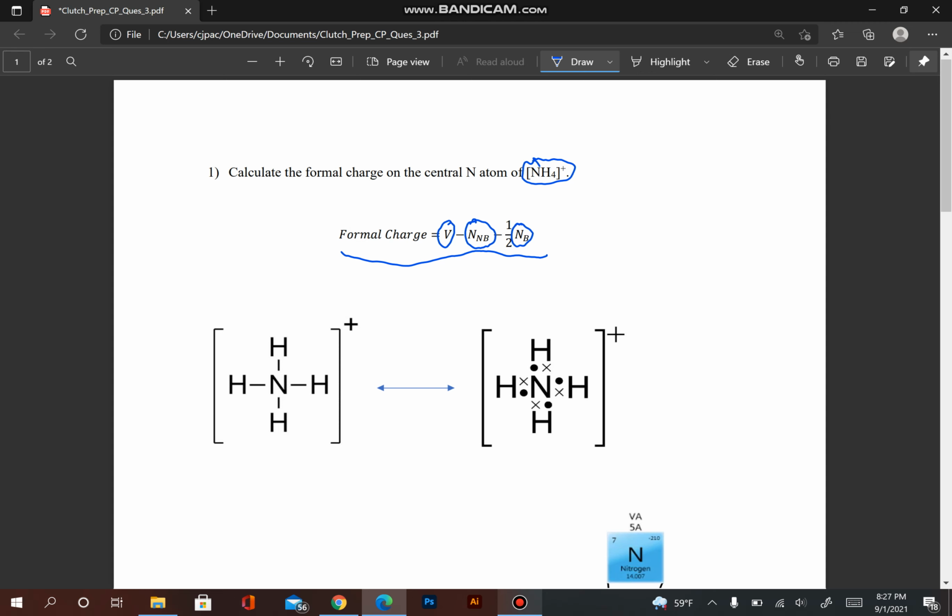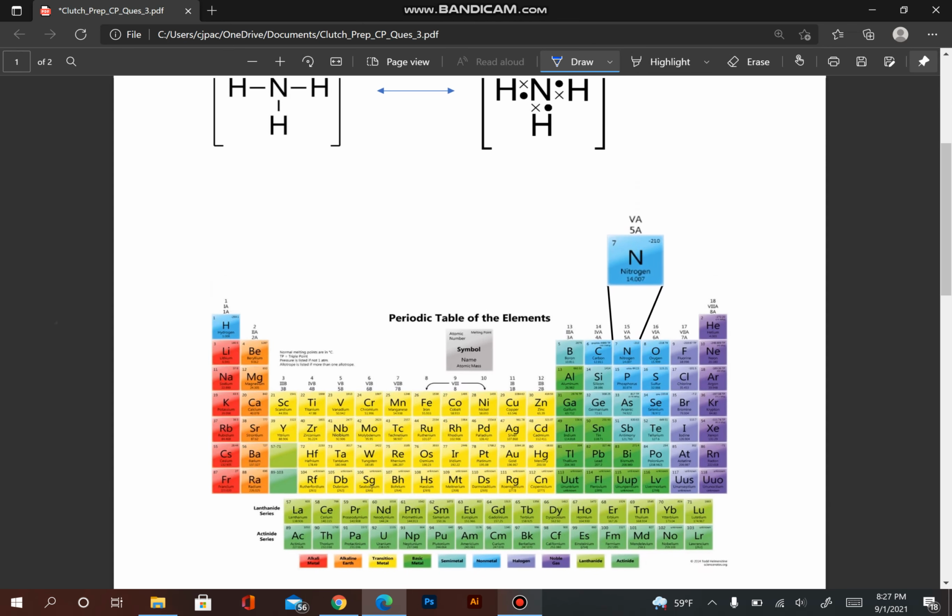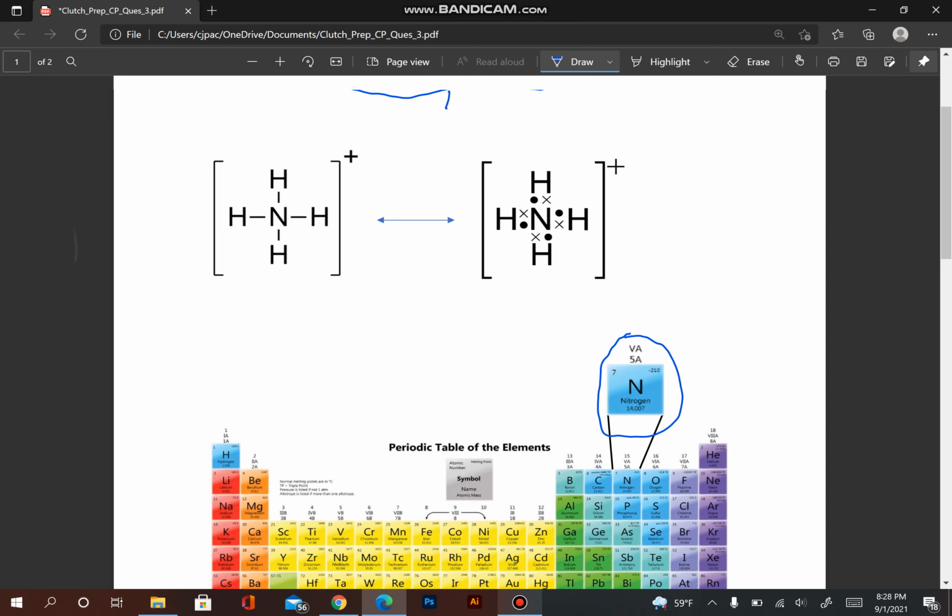So let's fit the numerical values into each variable of the formula. So first is V here. And so looking at the periodic table I provided down below, nitrogen is highlighted and only contributes 5 bonding electrons as a sole atom, so our V value is 5.